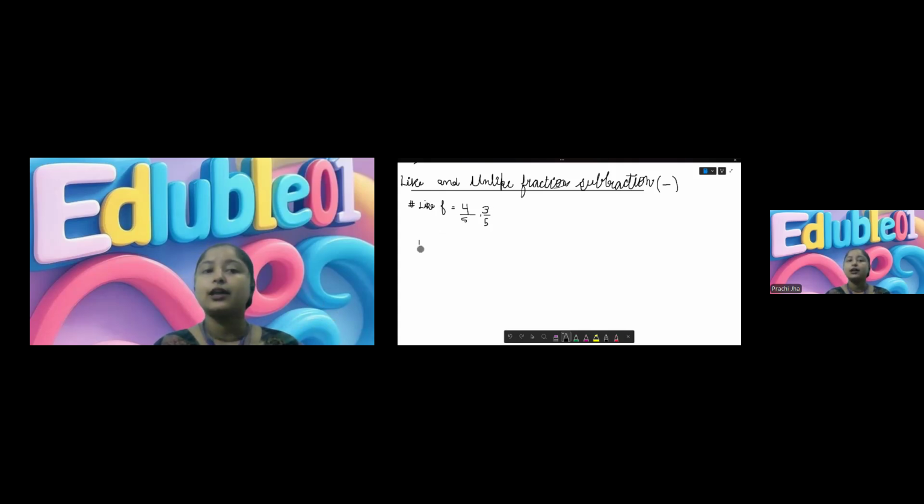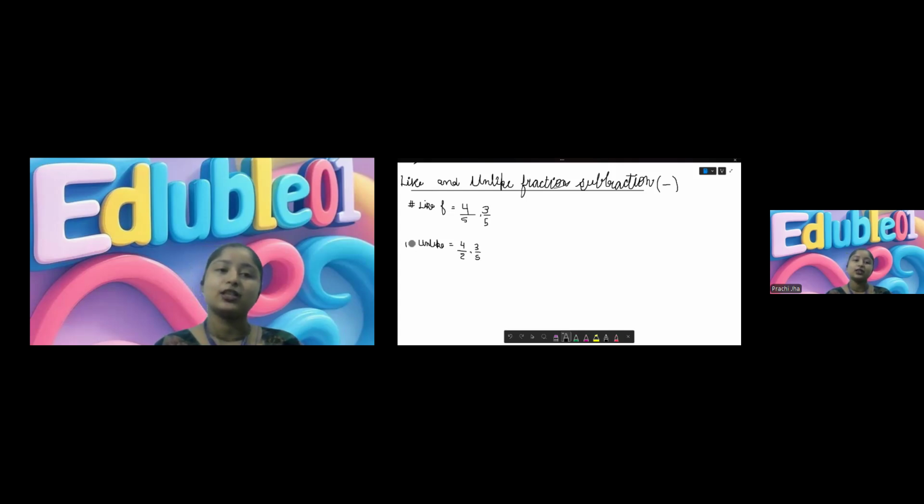And what's an unlike fraction? It's just the opposite of a like fraction. An unlike fraction is a fraction in which the denominators are different. For example, 4 over 2 and 3 over 5. These are examples of unlike fractions because their denominators are different.